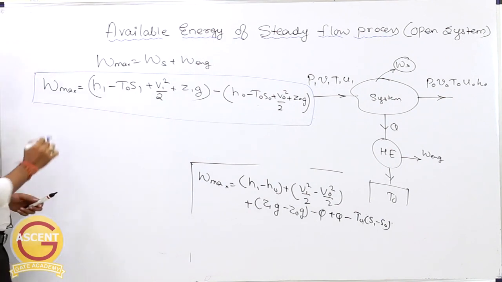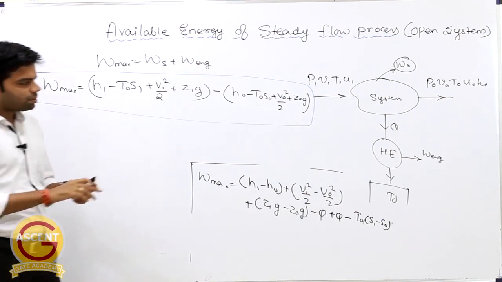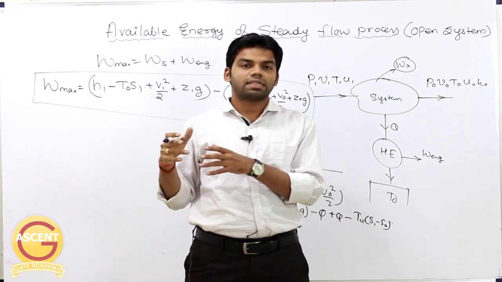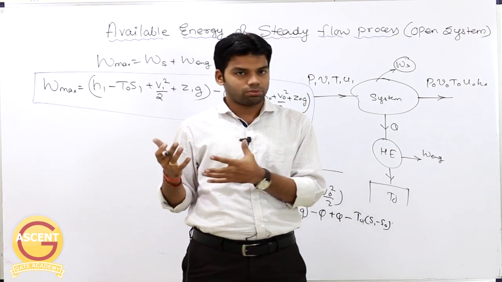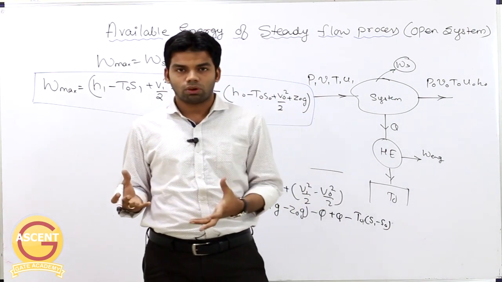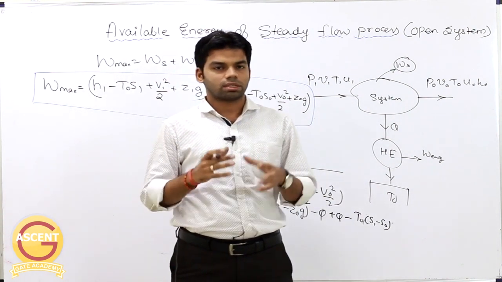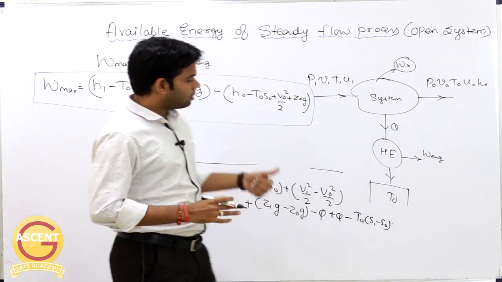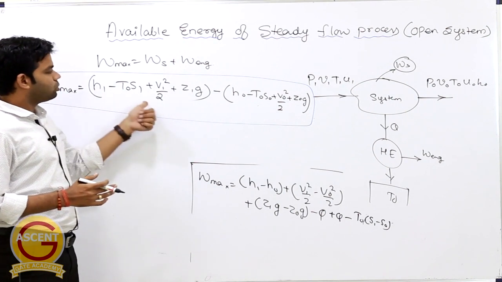Now what about the maximum useful work? In the previous case it was a closed system and it was expanding against the atmosphere, so there was a volume change. But in this open system, as we studied with the control volume, there is no such volume change. It does not have to expand against the atmosphere. So the maximum useful work will obviously be equal to the maximum work.